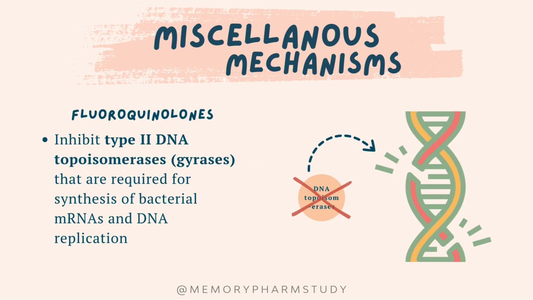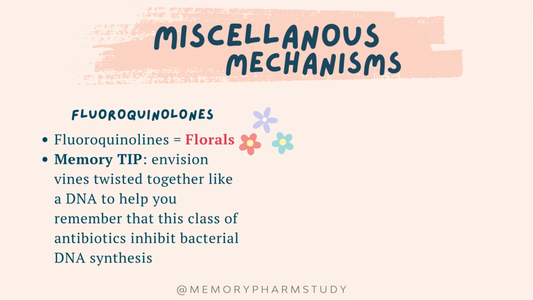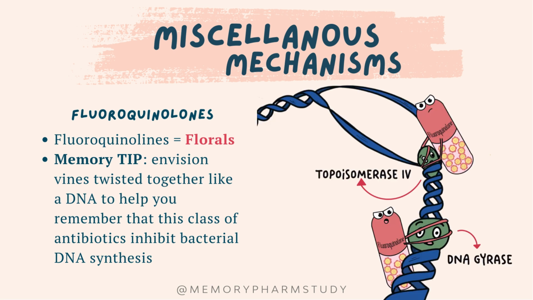Fluoroquinolones work by inhibiting type 2 DNA topoisomerases and gyrases that are required for synthesis of bacterial mRNAs and DNA replication. Going back to our visual anchor for fluoroquinolones, which is florals, envision vines twisted together like DNA to help you remember that this class of antibiotics work to inhibit bacterial DNA synthesis.